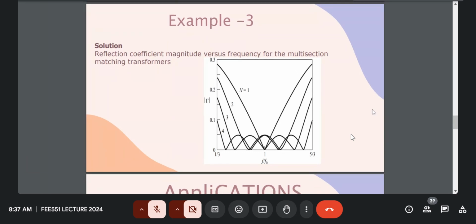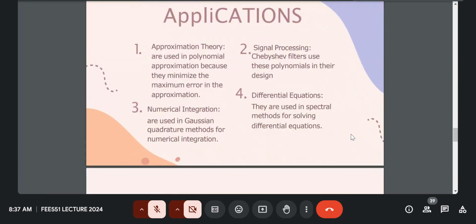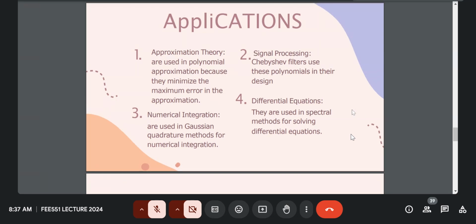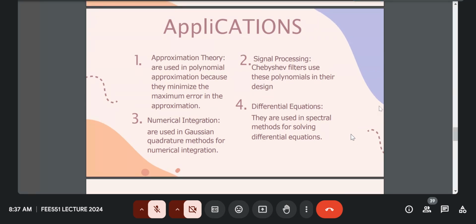The next slide. Then the applications of Chebyshev polynomials: they are used in approximation theory to minimize the maximum error in approximation. We also have Chebyshev filters, which are used in signal processing. We have numerical integration used in Gaussian quadrature methods. Then differential equations, involved in spectral methods for solving differential equations.